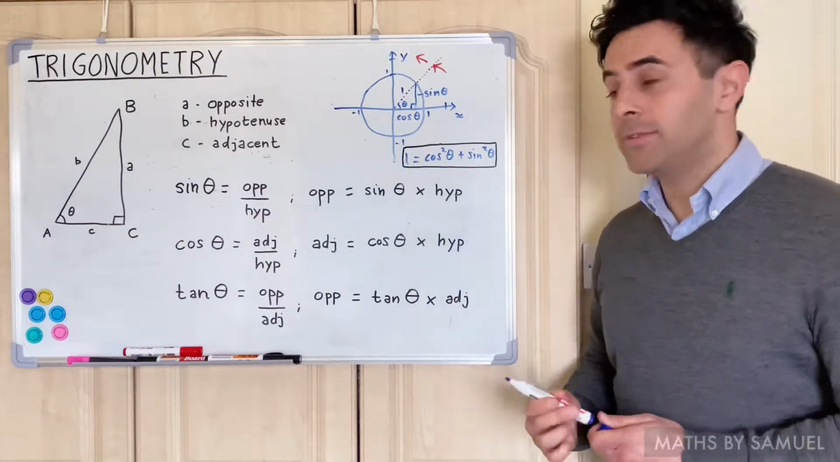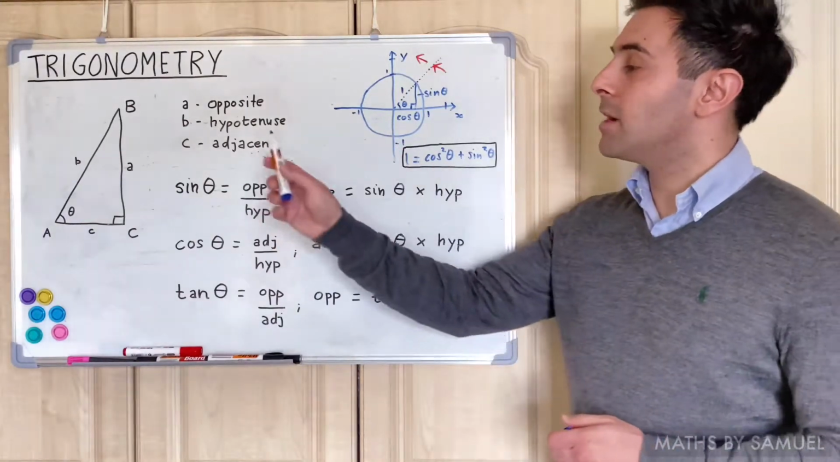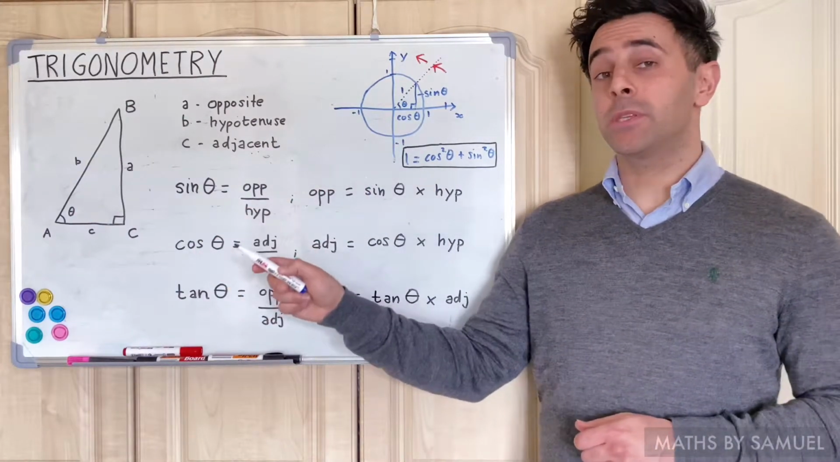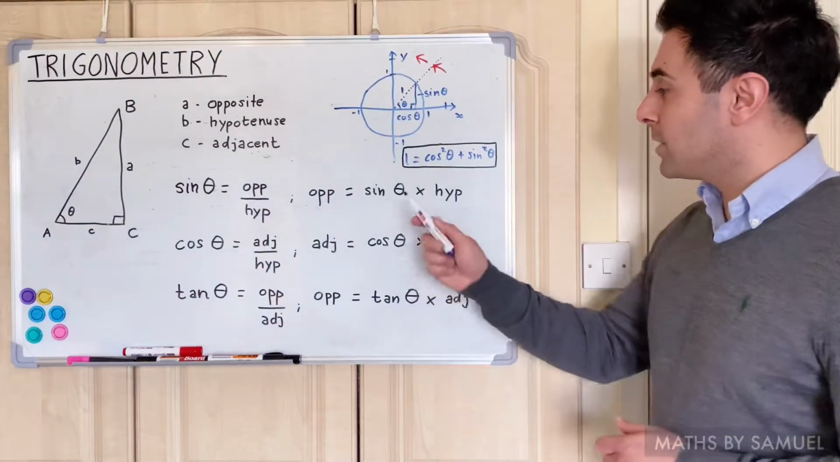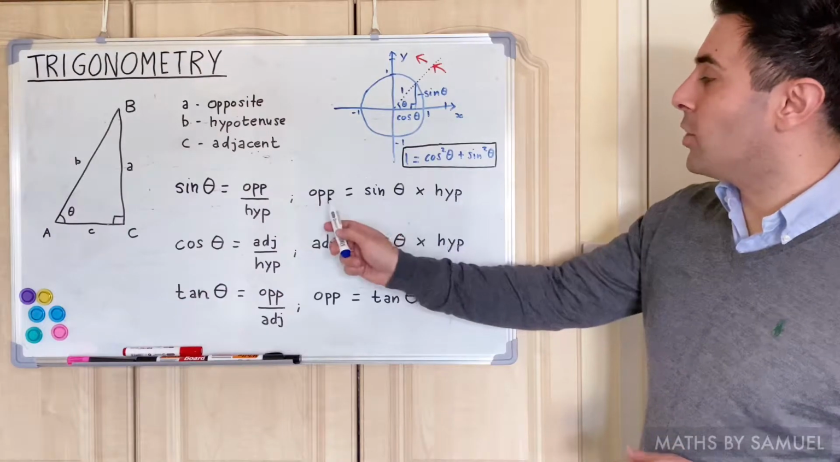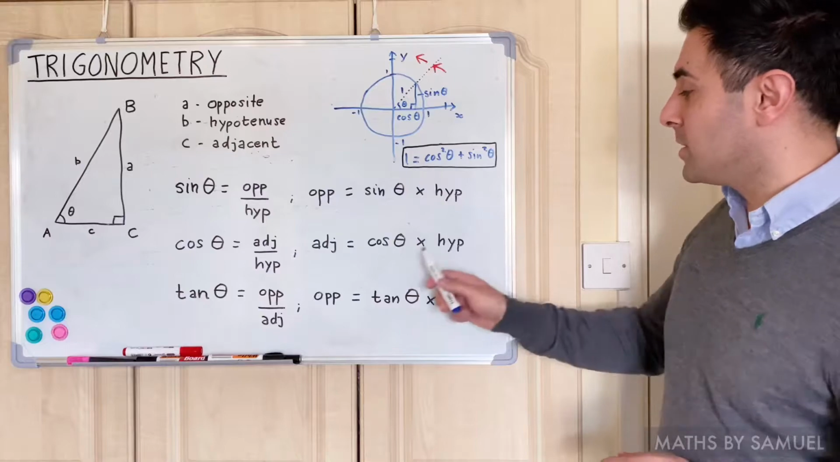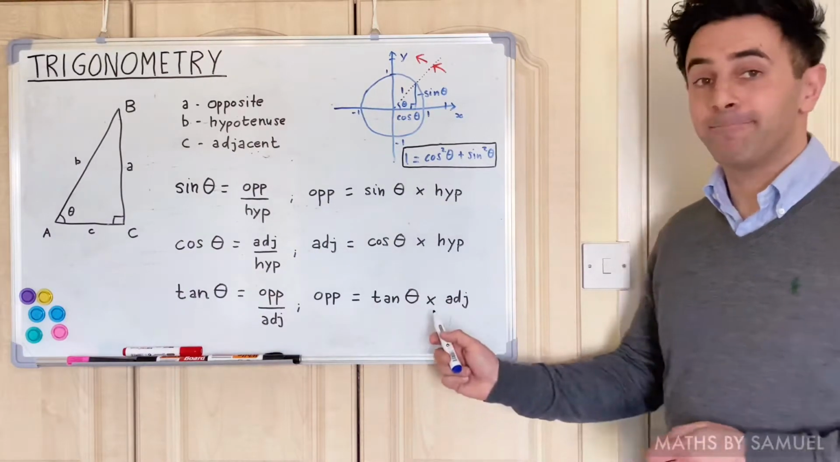A little bit later on in the video, we'll be looking at ways in which you can find either the length of a side or the angle of a triangle when you know two pieces of information, and therefore it's important to show the rearrangement of these equations. So if you make the opposite the subject, you get the sine of the angle times the hypotenuse, and so on for the adjacent and the opposite, as you see here.